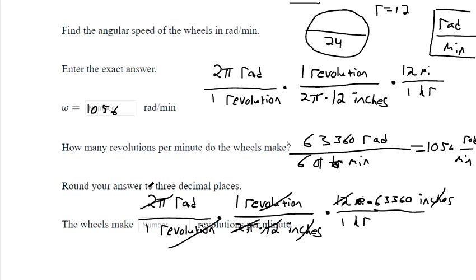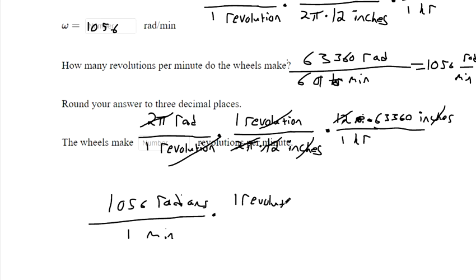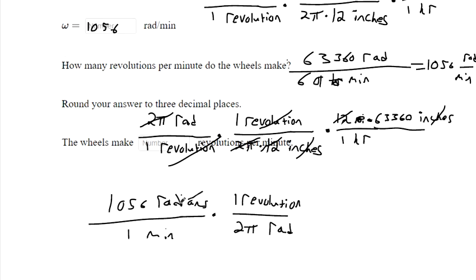And then another question says, how many revolutions per minute do the wheels make? So we travel 1,056 radians for 1 minute. That's what we just got. And now we just need to work our way backwards. We make one revolution, because that's the question. It says, how many revolutions do we make? Well, we make one revolution every time we go 2 pi radians. That way my radians unit cancels out. So we go 1,056 revolutions for 2 pi minutes.